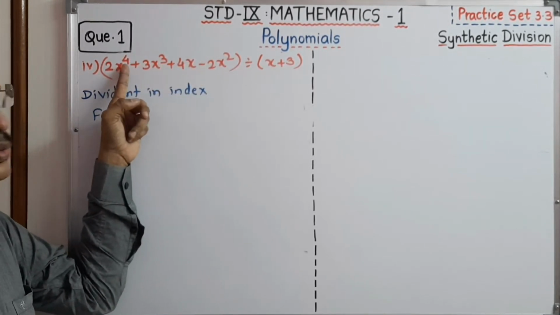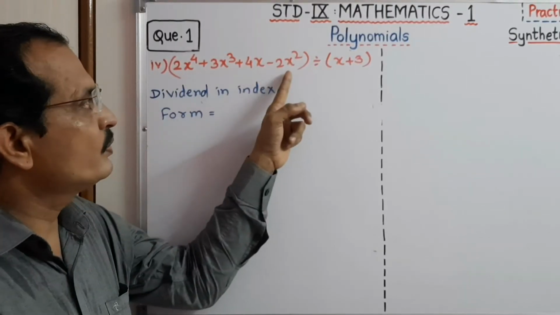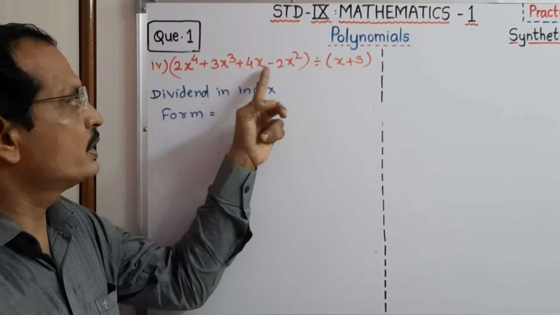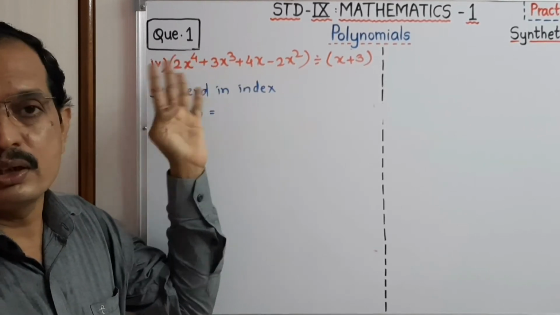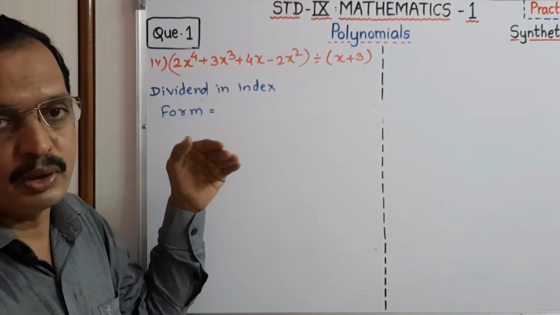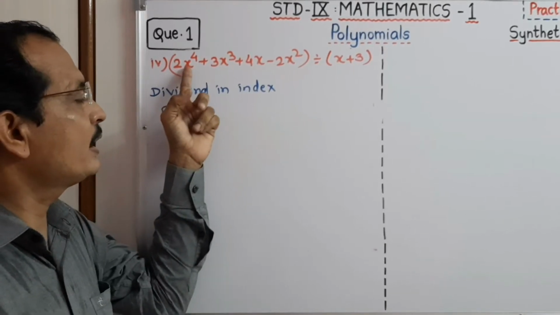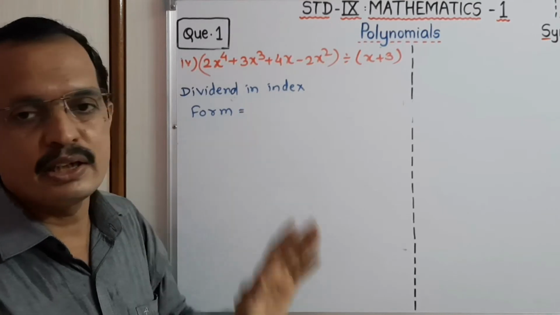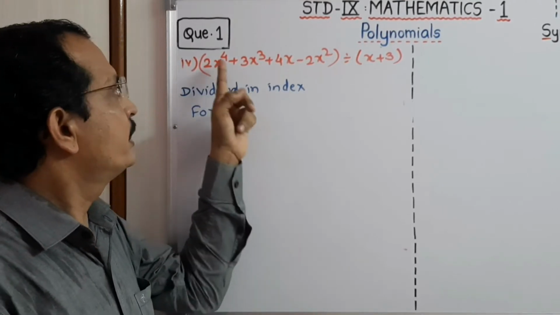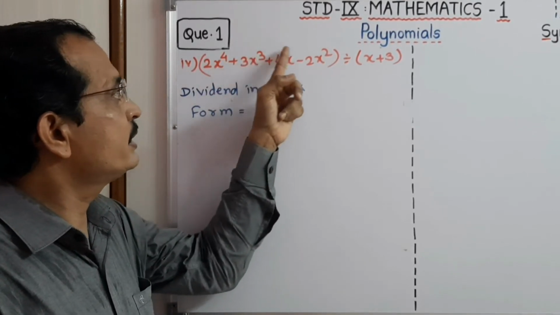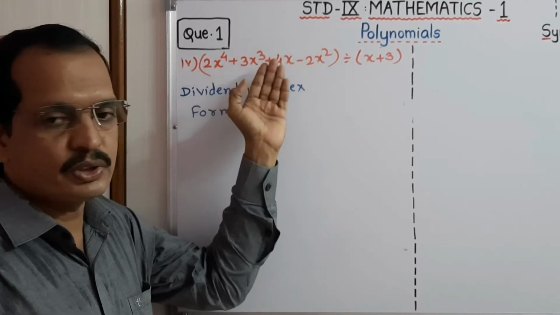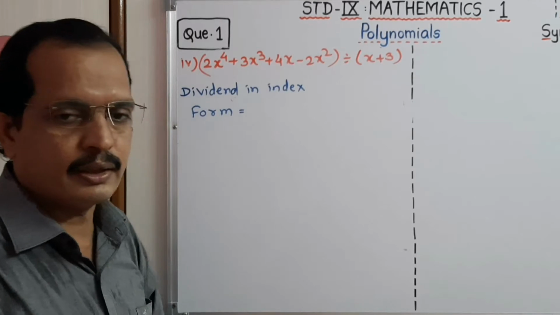Here the degree is 4. It must contain 5 terms. Degree is 4. 1, 2, 3, 4. That means one term is missing. And another thing is that this arrangement of the terms is not according to the descending order of their index. Here it is 4, here it is 3, here it is 1, and then it is 2. Therefore, these 2 we have to take first of all, then we have to write it.